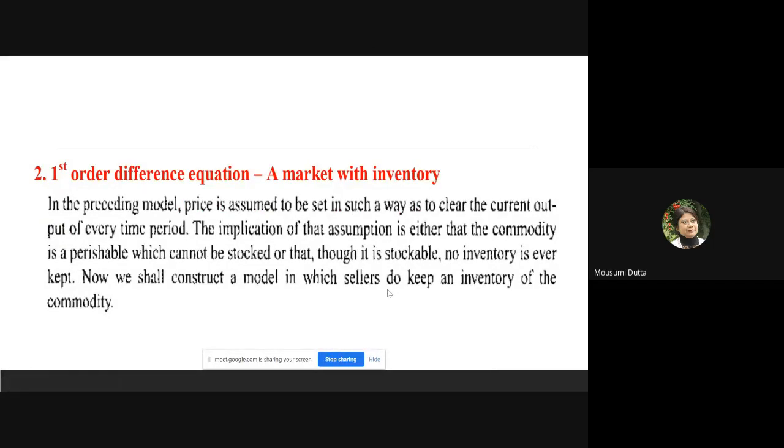Okay, so this is the second application of first order difference equation, where we are going to discuss a market with inventory. A market with inventory. Inventory means stock.